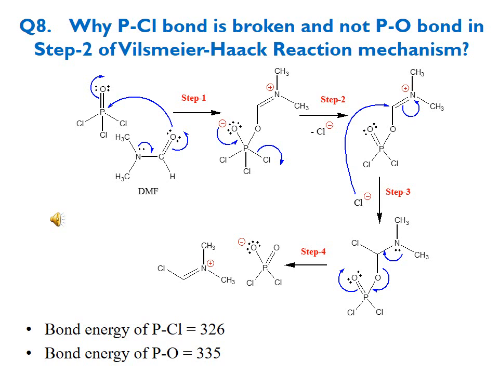Number two, if you compare the bond energy of these two bonds, the P-Cl bond is 326 and the P-O bond is 335. Although this is a very small difference, our point is justified by this bond energy: the P-Cl bond has less bond energy, so it will be broken first as compared to the P-O bond.